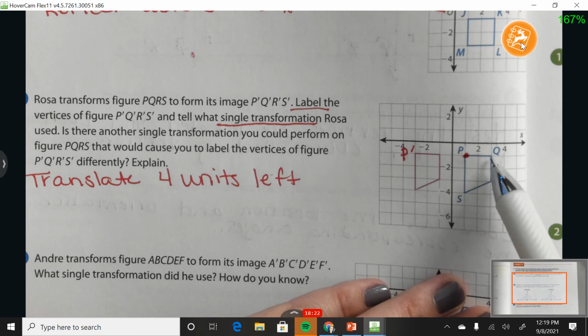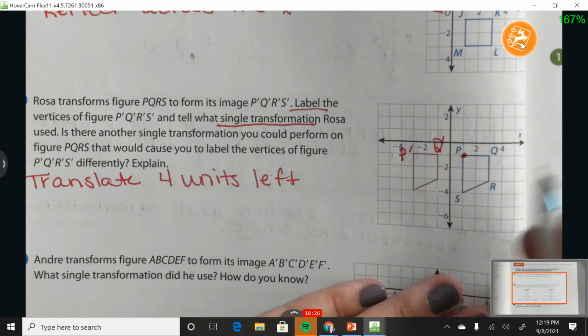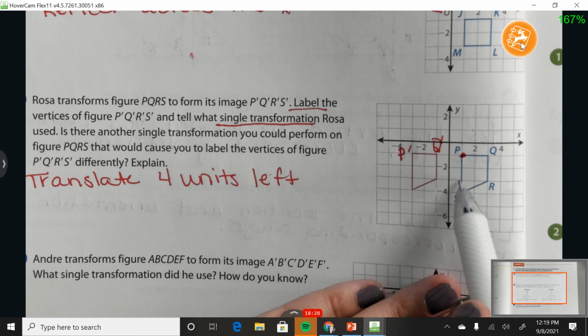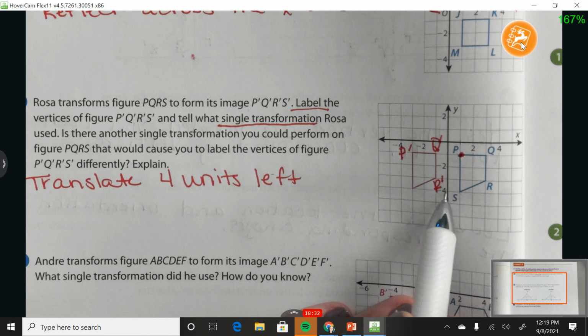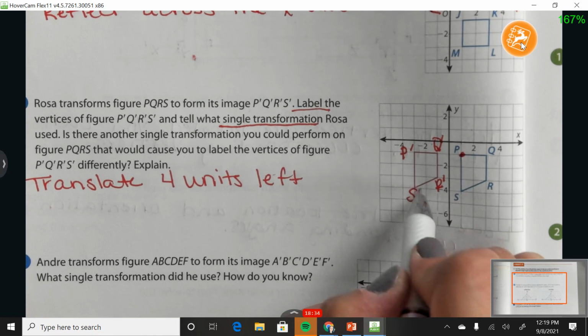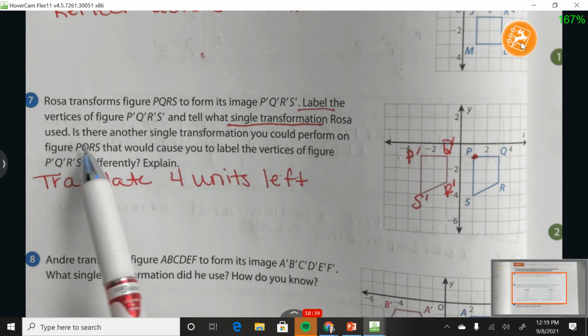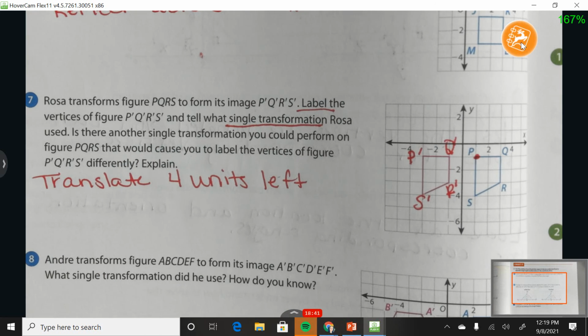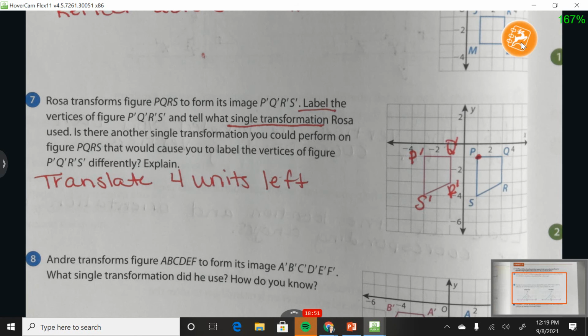Q, 4 to the left. 1, 2, 3, 4. R, 4 to the left. 1, 2, 3, 4. S, 4 to the left. 1, 2, 3, 4. Alright, so the next part says, is there any other single transformation that could have been done? Explain. So is there another single transformation that could happen to give us this image?